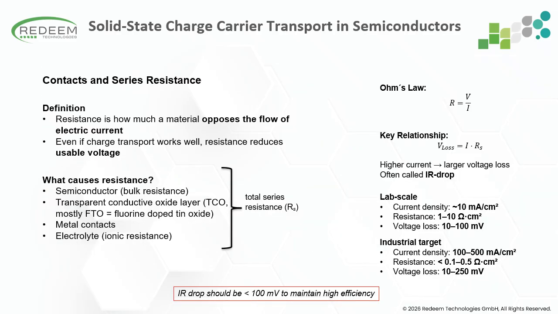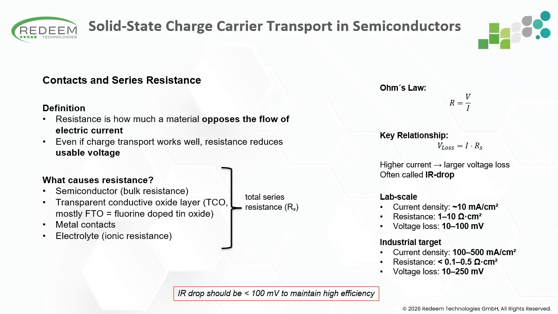So let's assume our photo-generated charges have successfully reached the semiconductor surface. The next question now is, can they actually make it through the entire device without losing too much energy? And that brings us to series resistance. So resistance simply describes how strongly a material opposes the flow of electric current. And even if we generate plenty of charge carriers, every resistance inside the cell consumes part of the available voltage, leaving less voltage to actually drive the electrochemical reaction.